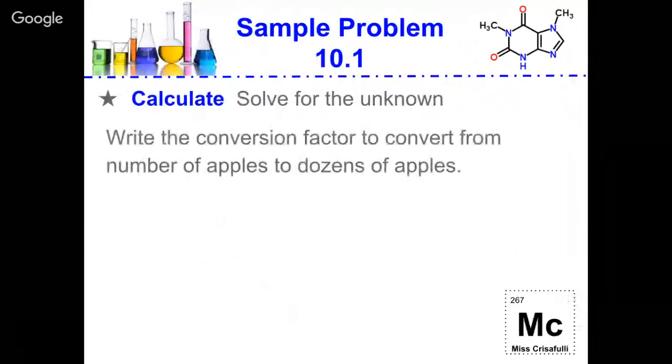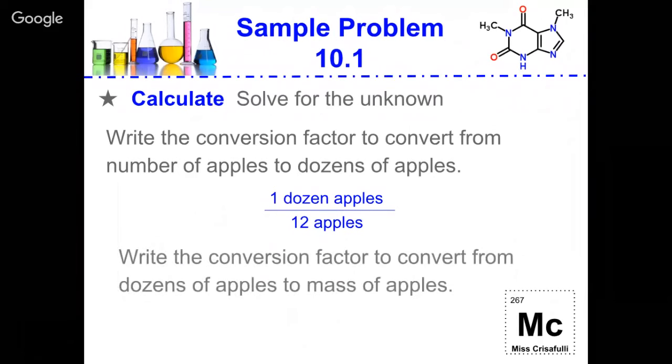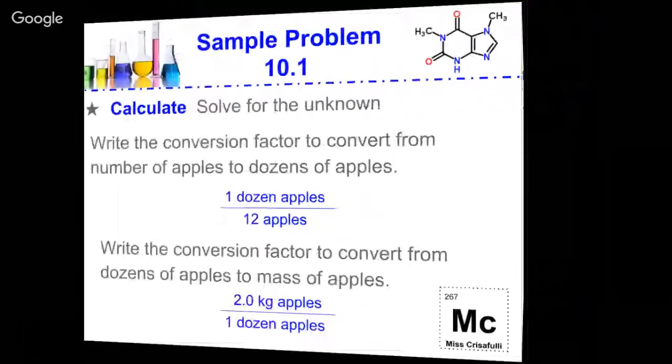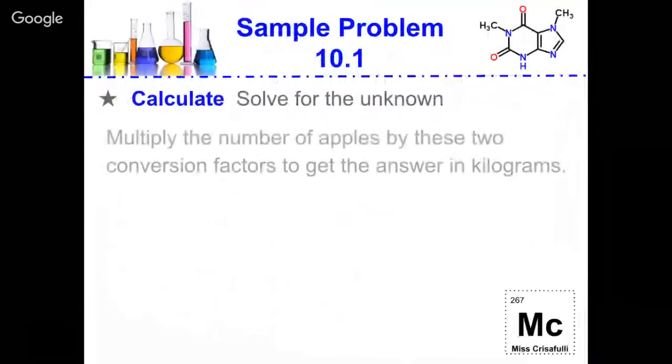So we're going to write the conversion factor to convert from number of apples to dozens of apples. So we could have 1 dozen apples is 12 apples. And then we're going to write the conversion to convert from dozens of apples to mass of apples. And then we have 2.0 kilograms of apples to 1 dozen apples. Now we're going to multiply the number of apples by these two conversion factors to get the answer in kilograms.